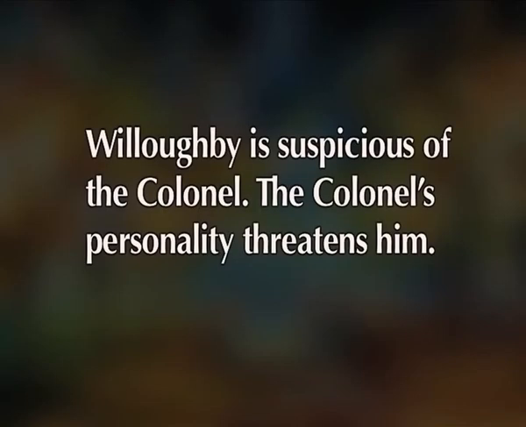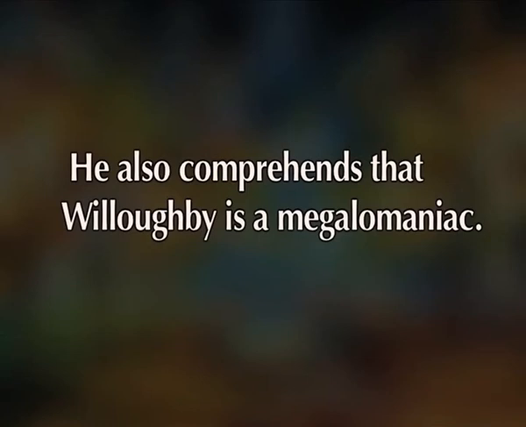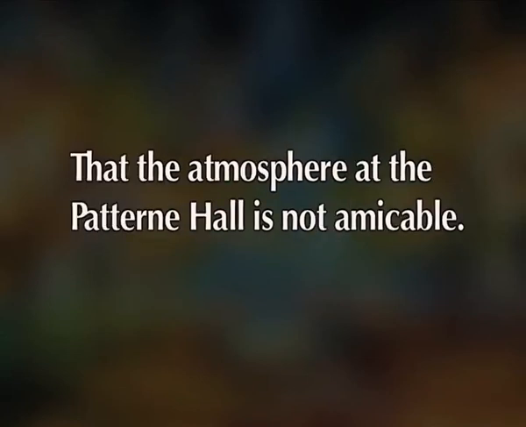Willoughby is suspicious of the Colonel. The Colonel's personality threatens him. However, the Colonel wins the trust of Clara and they take long walks on the estate. Though he is a close friend of Willoughby, the Colonel does not allow his friendship to cloud his behavior. He analyzes the situation and understands that Willoughby is intent on stifling Clara's personality. He also comprehends that Willoughby is a megalomaniac and that the atmosphere in Patterne Hall is not amicable. The Colonel accurately guesses that Clara would have made her way to the station. He identifies her at the station and brings her back to the hall.